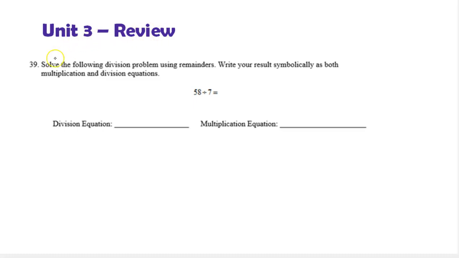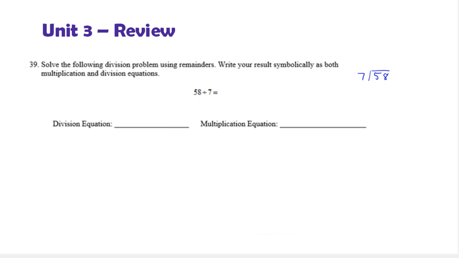Unit 3 Review, Question 39. Solve the following division problem using remainders. Write your results symbolically as both multiplication and division equations. So we have 58 divided by 7. So let's start by writing this as a long division problem.